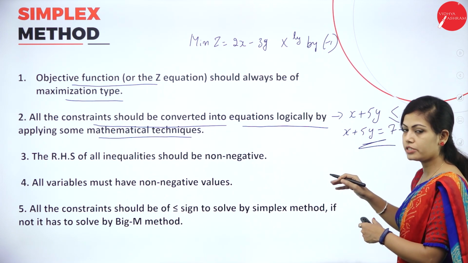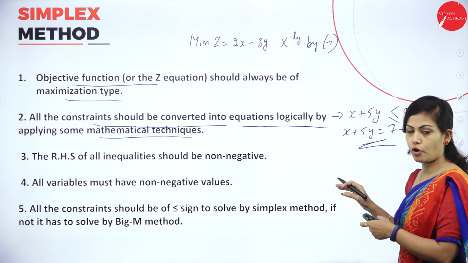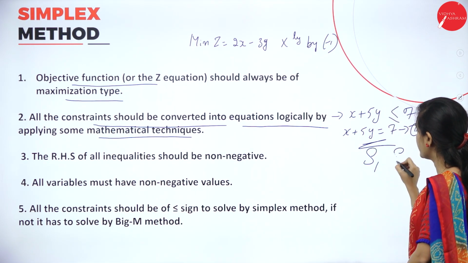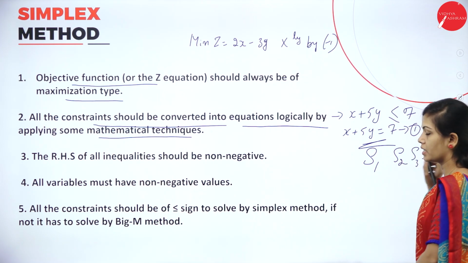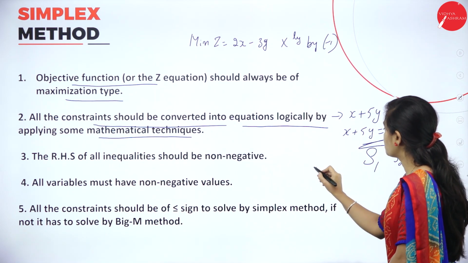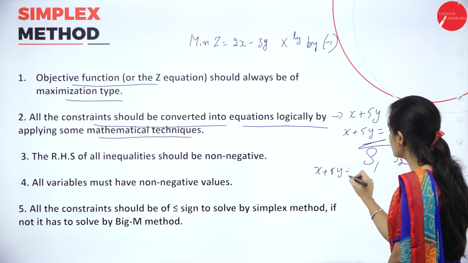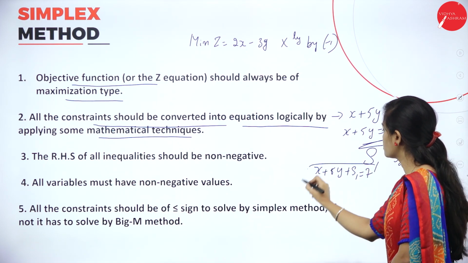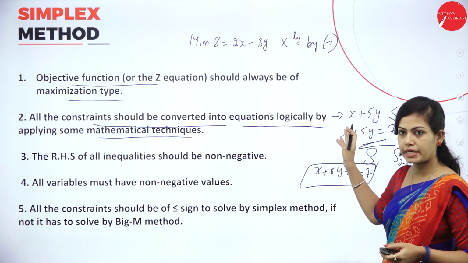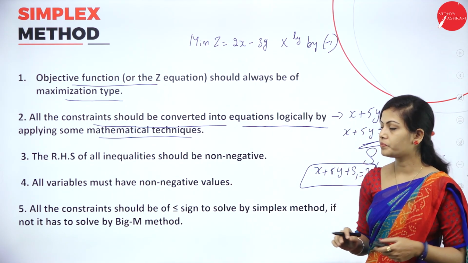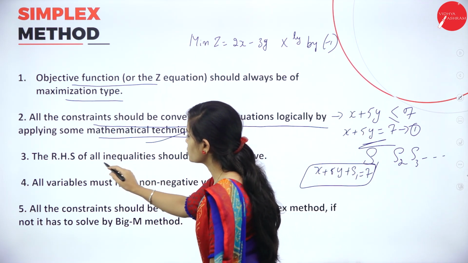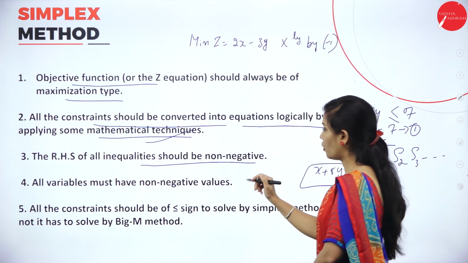All the constraints should be converted into equation format, and we can add the slack variables S1, S2, S3, etc. So x plus 5y plus S1 is equal to 7. Now it is in the form of an equation. I have converted this constraint into equation format by adding this mathematical technique. And the RHS of all inequalities should be non-negative.